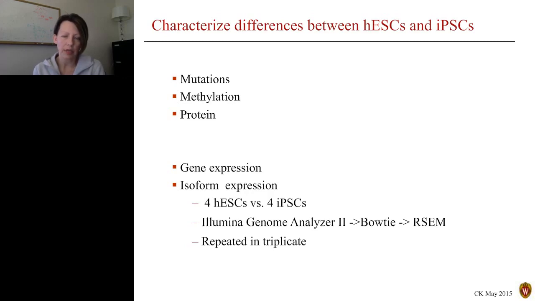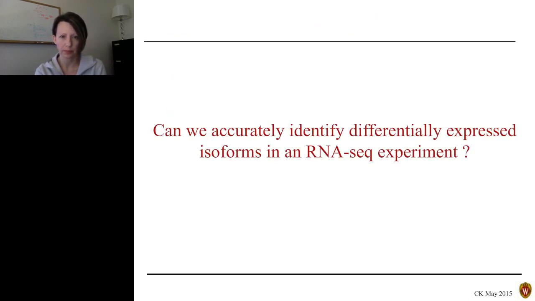Messenger RNA was sequenced using the Genome Analyzer 2. Reads were mapped back to the genome using Bowtie, and expression was estimated using RSEM, and this experiment is repeated in triplicate. So the question, again, that we got involved in was, can we identify differentially expressed genes, but also can we identify differentially expressed isoforms in this particular 2-group RNA-seq experiment?